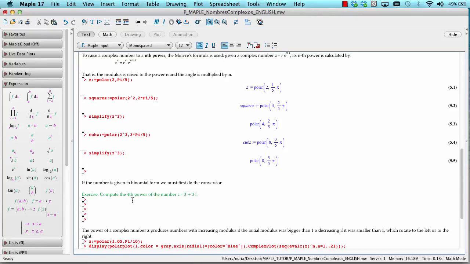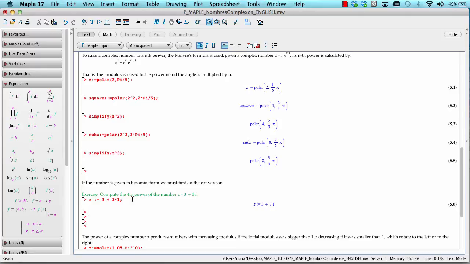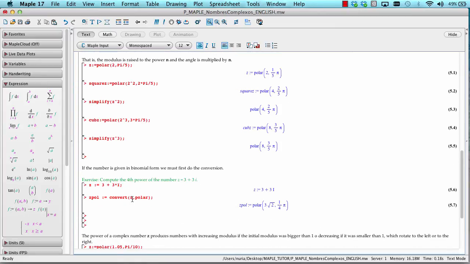Compute the fourth power of z. So let's first do it in polar form. Convert z to polar. And now z polar to the power fourth, it's going to be polar.